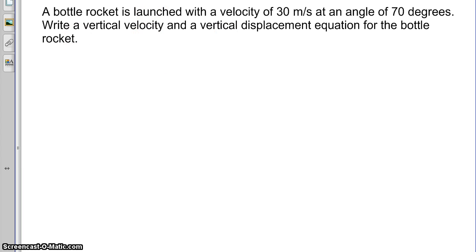First of all, let's start with the vertical velocity equation itself. Vy is Vyi plus gt. So a relatively small, simple equation. In this scenario, there's a bottle rocket.